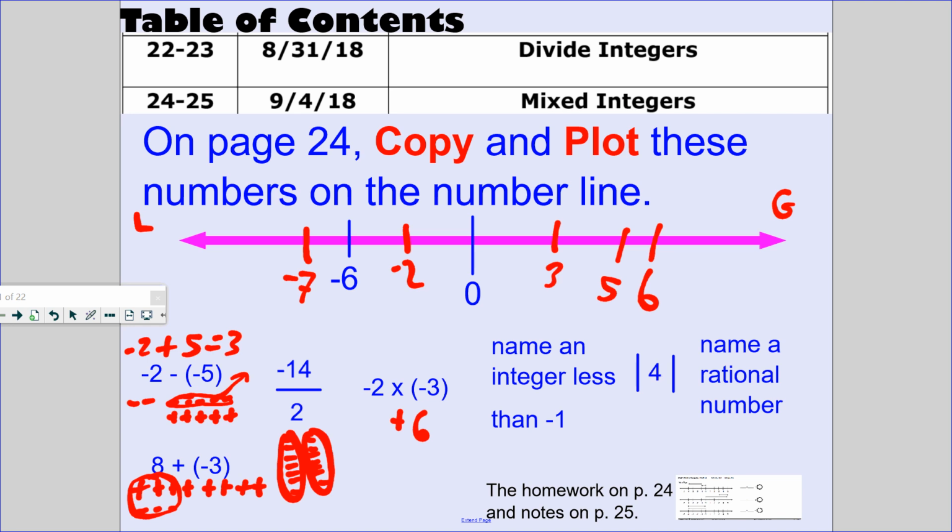What's the absolute value of 4? 4, because absolute value is the distance from 0. How far is 4 from 0? 4 units. Name any rational number. I'm going to do 1.5. So it could be any number that can be written in fraction form. It could be a decimal. Actually, it could be any whole number. It could be any integer, any natural counting number, because all of those types of numbers can be written in fraction form with a 1 underneath as a denominator.